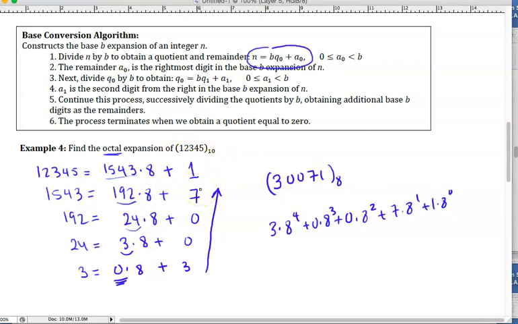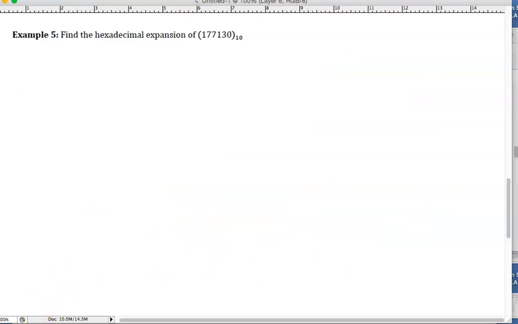Let's do a quick check there just to make sure. So 3 times 8 to the power 4 plus 7 times 8 plus 1. Yes, so indeed, it checked out. Okay? You don't have to do the check unless you want to be extra super sure. All right, let's do another.